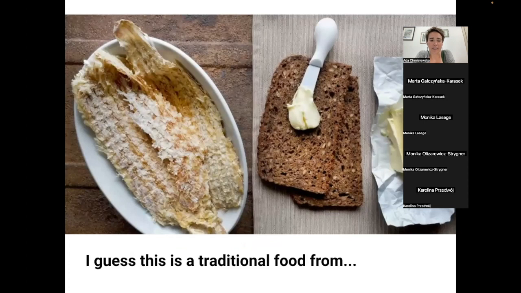Here you can see the picture of a traditional food from a country on Earth. What do you think? What country is it? Can you please write in the chat, or you can just speak, because it's just 6 of us, so you can easily just speak. What do you think? What country does it come from?